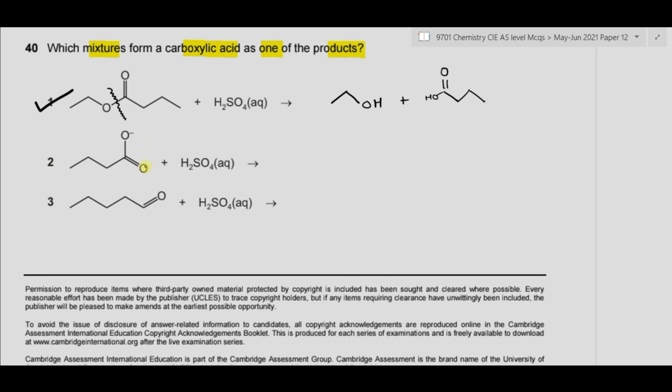In the second portion we can see we have a carboxylate ion, which is an anion. It can react with H2SO4, so H plus will be attached to this oxygen and it will form carboxylic acid as the product. As carboxylic acid is formed, this is also true. In the third part we have an aldehyde functional group, and in the presence of sulfuric acid, aldehyde does not give any reaction. As options 1 and 2 are correct, answer is B.